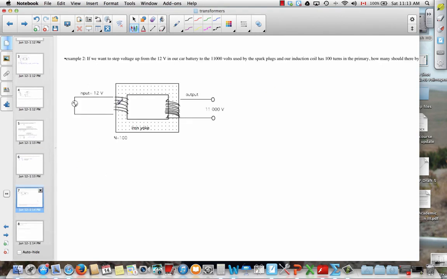So, simple example, let's say we want to step the voltage up from 12 to 11,000. So this could be your car battery, and this could be the voltage you need in your spark plugs. Now, there's a little circuit there to do that in your car.